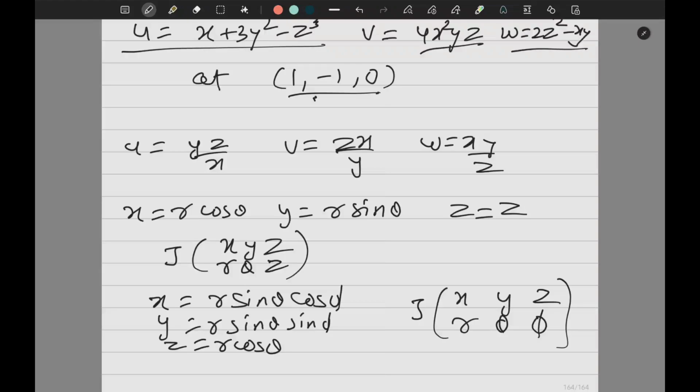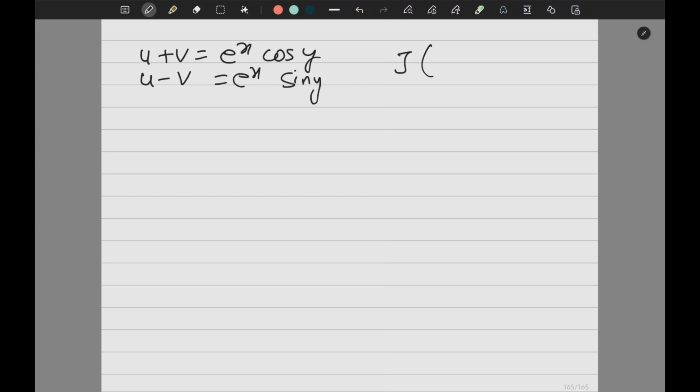Correct. Now sometimes what happens, they will not give you the values directly. They'll give you the values indirectly. For example, if I am asking you this thing, write on this question, u plus v is equal to e to the power x cos y, and u minus v is equal to e to the power x sin y. So I can find the Jacobian of u, v with respect to x, y. So I need a relation u is equal to some function of xy and v is equal to some function of xy. So what you do, add these two.